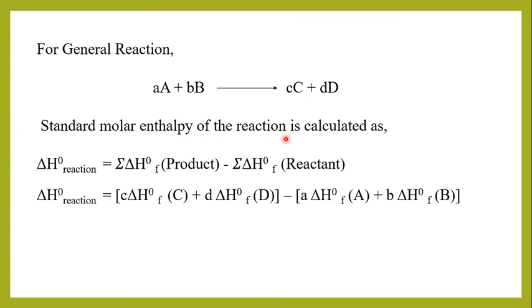So for the general reaction, we have taken one general reaction here. The standard molar enthalpy of this reaction can be calculated as delta H naught of reaction, which is equal to summation of delta HF naught of products minus summation of delta HF naught of reactants. So this small a, small b, small c and small d are known as stoichiometric coefficients. When we calculate delta H naught of reaction, each and every time we have to multiply each term of delta HF naught by its stoichiometric coefficient. So always remember this formula: we have to multiply each term of standard enthalpy of formation for each compound by its stoichiometric coefficient.